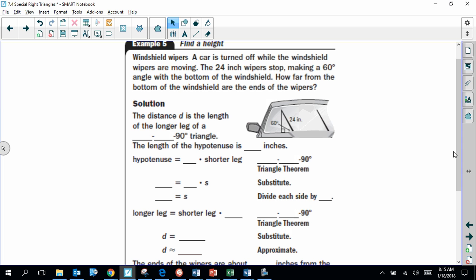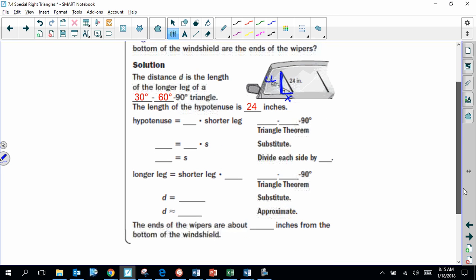So here we have the windshield wipers that are stopped where they're kind of forming a 30, 60, 90 triangle. Well, in this case, the hypotenuse is the length of the windshield wiper, which is 24 inches. So the question is asking us how far from the bottom of the windshield are the ends of the wipers. So it's asking us to find that length right there, which is the long leg. So again, I don't know the length of the short leg, and the long leg depends on the short leg, so I do have to find the short leg first, then I can find the length of the long leg and know the answer to the question that we're being posed here.